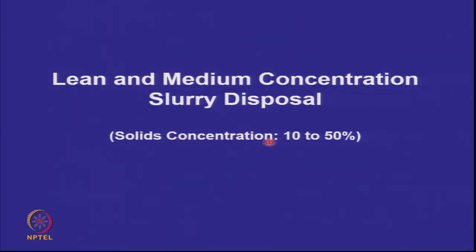The important thing is that the solids concentration is from 10 to 50%. That means solids to liquid ratio is 0.1 to 0.5. 10 to 15% is your lean slurry. That means for every 1 unit of solids, you have 10 units of water. That's your lean slurry. So it requires a lot of water to do this. So that must be available to you.